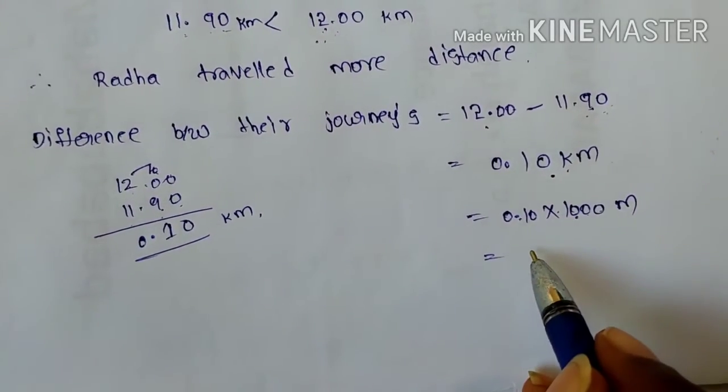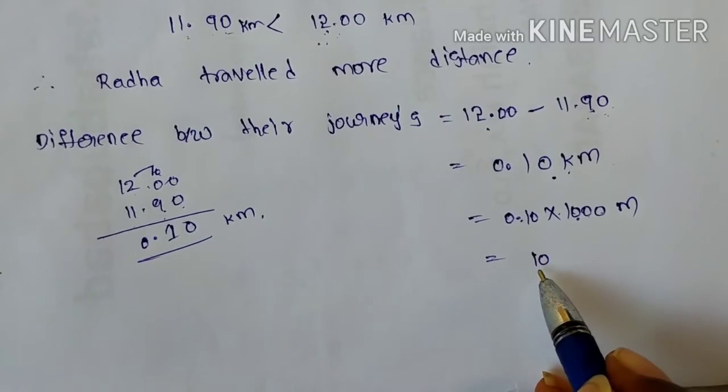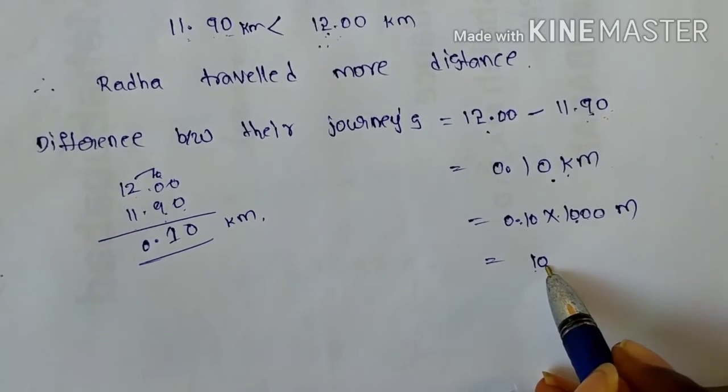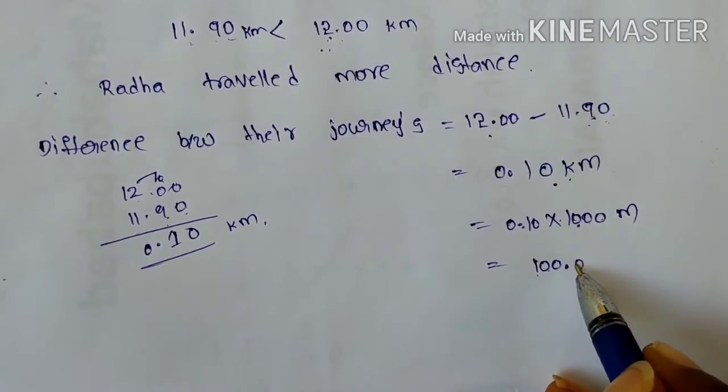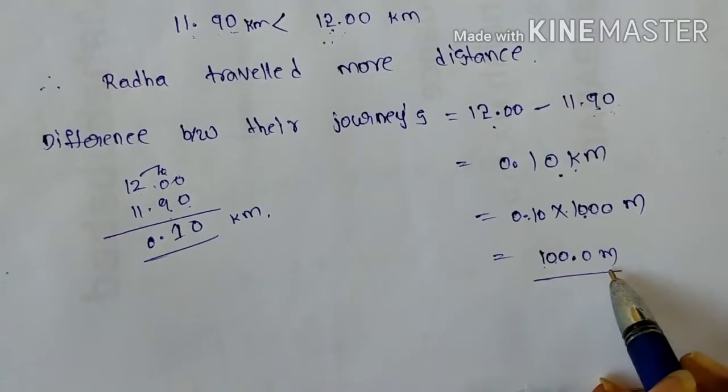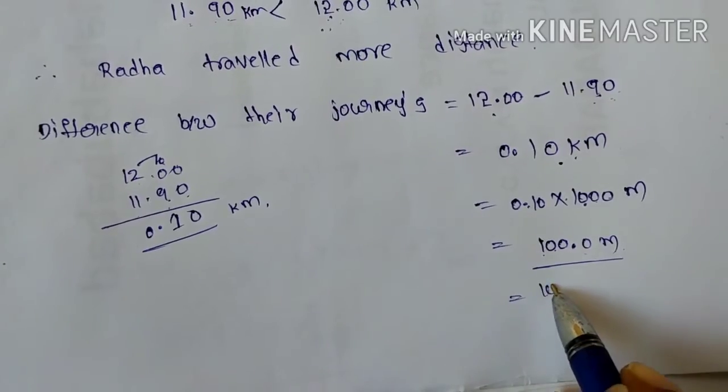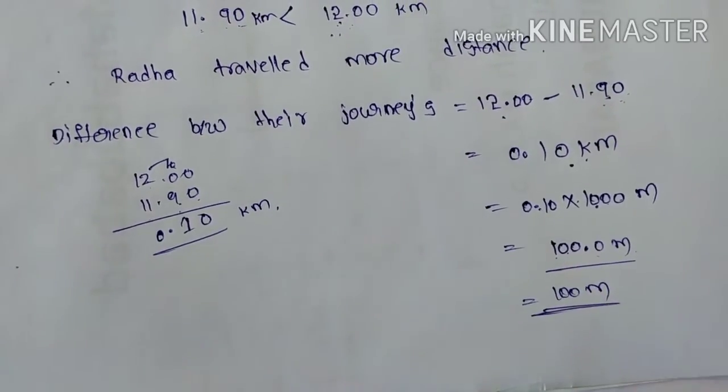So that I am writing here. First I am writing 10. This is the one place. This is the second place. This will be third place. You can keep decimal point 0. That means here how much? 100.0 meters means 100 meters.